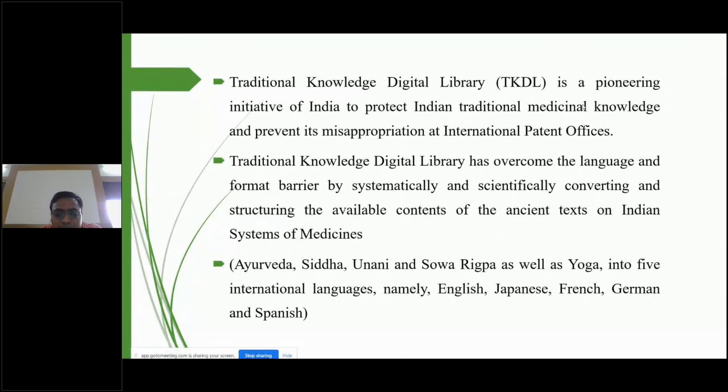It includes all types of traditional medicine data in different languages like English, Japanese, French, German, Spanish, etc. It means all over the world, all the scholars, before going to patent, can search their literature in this Traditional Knowledge Digital Library. Only after that, they can apply for the patent.